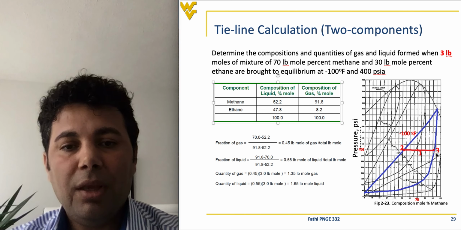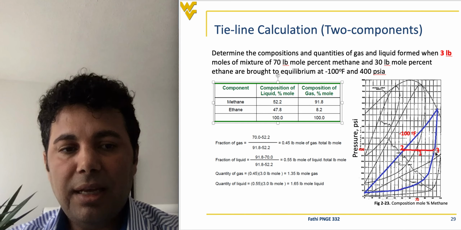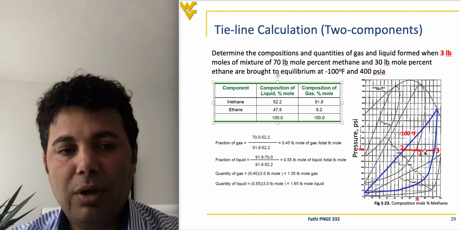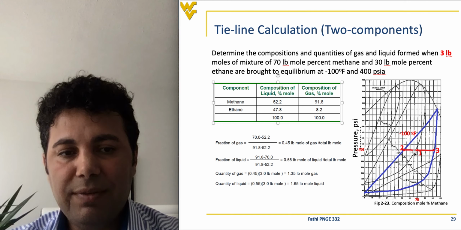Okay, so the same for the gas. At point 3 we have 100% of gas. At point 2 we have 0% of gas. So how much gas do we have at point 1? It's 2-1 divided by 2-3. The length of 2-1 is: at point 1 I have 70, at point 2 I have 52.2. So 70 minus 52.2, and 91.8 minus 52.2. That gives me the portion of the gas at point 1.